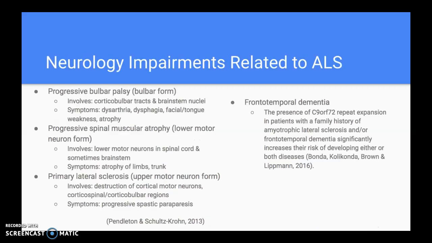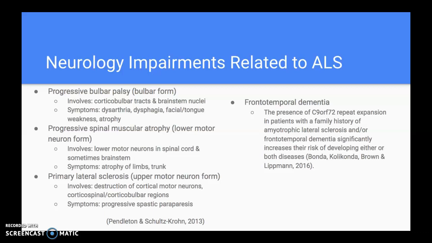For neurological impairments related to ALS, we have the progressive bulbar palsy, which is the bulbar form, and this involves the corticobulbar tracts and the brainstem nuclei. Symptoms include dysarthria, dysphagia, facial and tongue weakness, and atrophy.